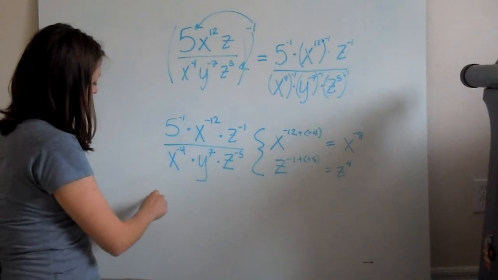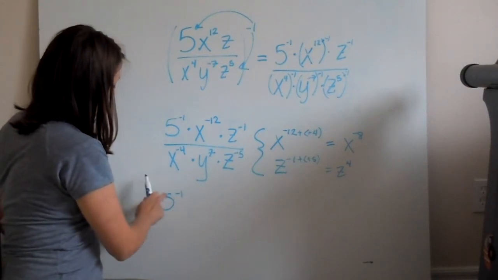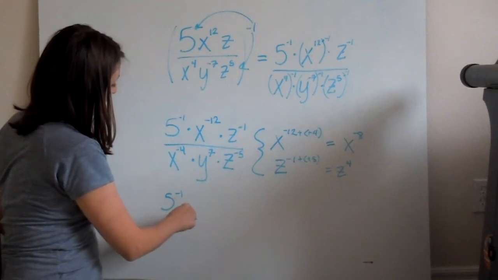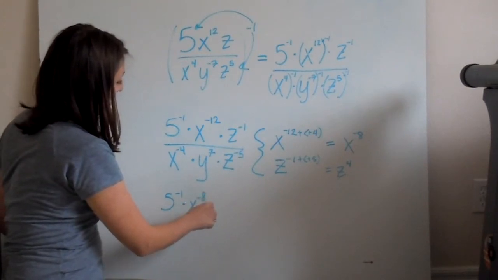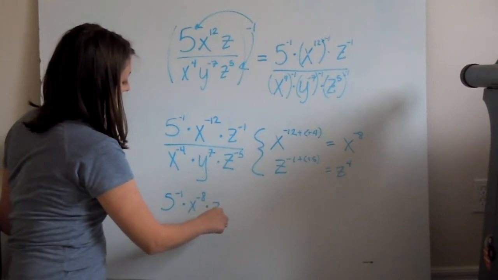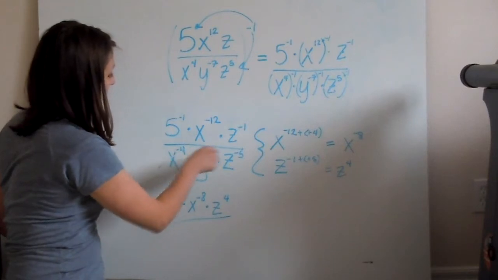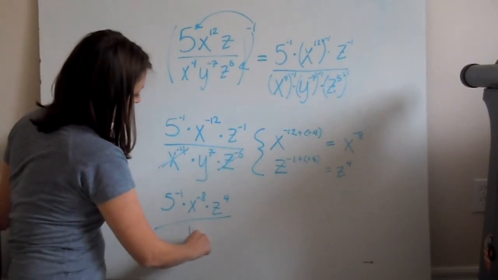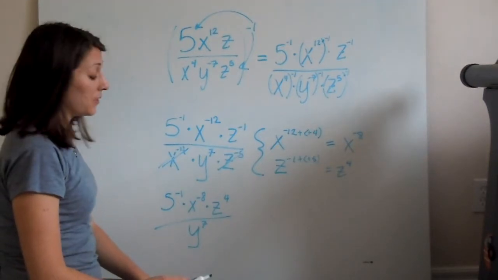So I can rewrite this as 5 to the negative 1 power times x to the negative 8 power. I'm going to rearrange everything in a minute. Times z to the 4th power. Got rid of these because I combined them with the ones upstairs. And all I have left is y to the 7th power in the denominator.